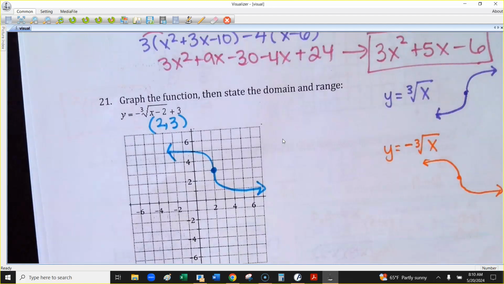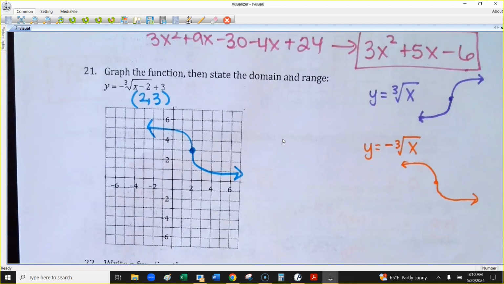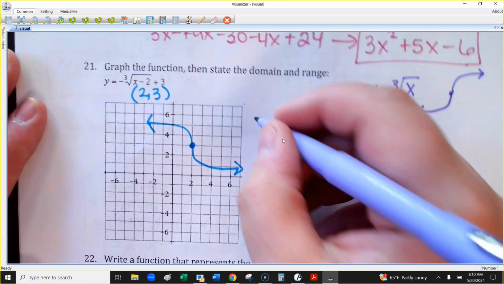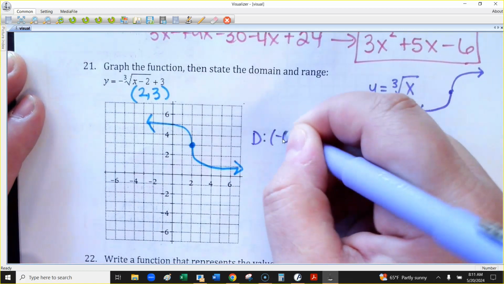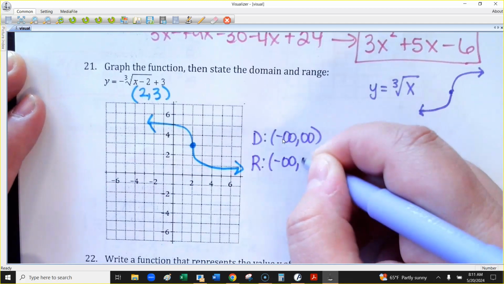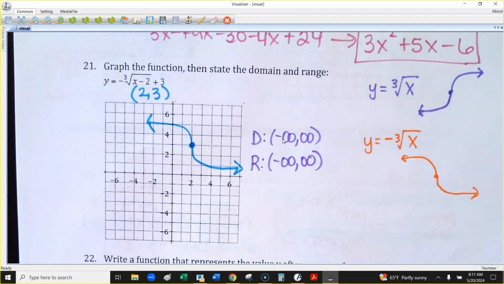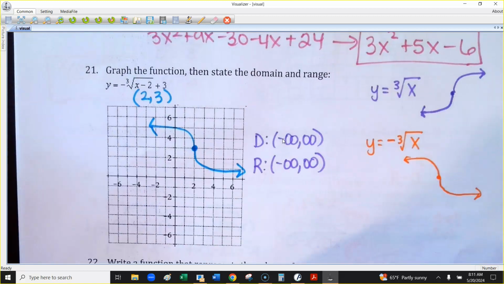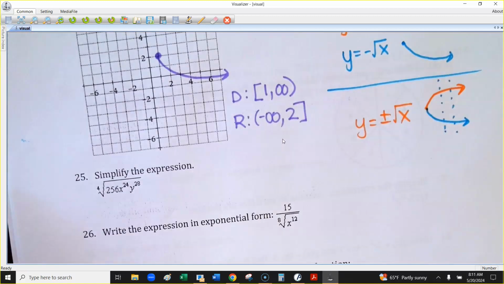Let me flip back for 1 second because I did not do the domain and range for number 21. Now, real quick, these are easy. So both of these, it's just negative infinity to infinity. It goes left and right forever, up and down forever, but I totally did not do that on number 21, so maybe just go back and do that real quick. The cube root, or if we flipped it over, they all have the same domain and range for cube roots, whether it's positive or negative.